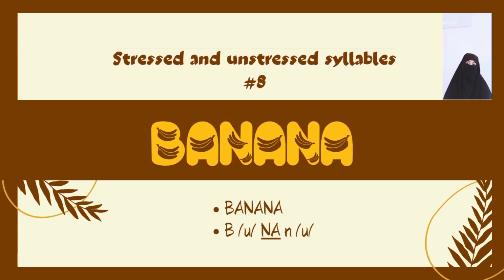Let's look at another example. Take the word banana. Banana has three syllables. Banana. The stress is on the second syllable. So the second syllable will be longer, louder, and a little bit higher. Banana. There's also a difference between the sound of the A in the three syllables. For the stressed syllable, the A sounds like na, and for the unstressed syllables, the A sounds like uh.